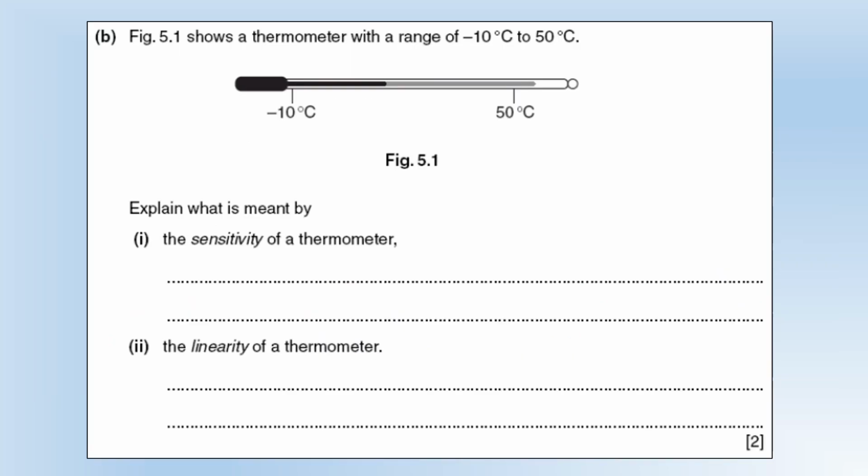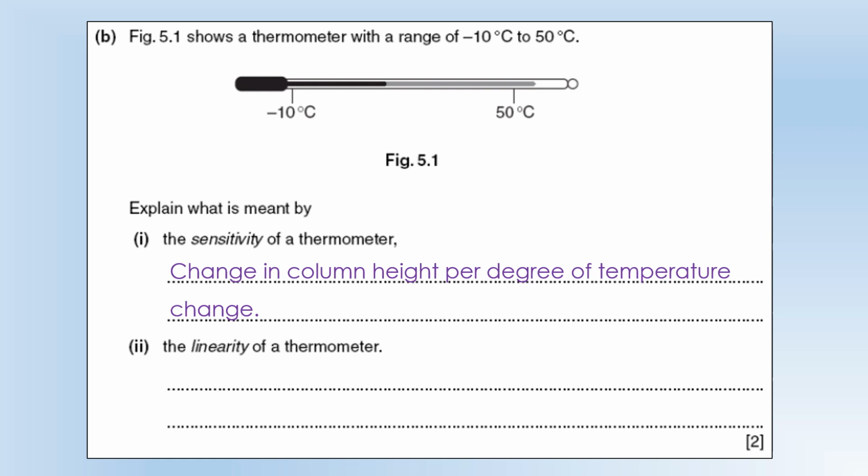So the diagram shows a thermometer with a range of -10 to 50 degrees. Explain what is meant by the sensitivity of a thermometer. Well, it's the change in the column height per degree of temperature change. So if you get a big change in height for a 1 degree temperature change, that's a very sensitive thermometer. If you get a small change in height for a 1 degree temperature change, that's a less sensitive thermometer.